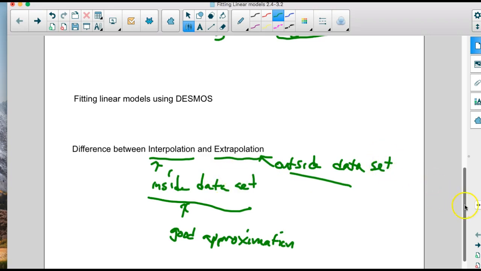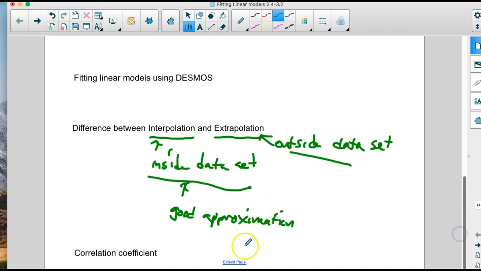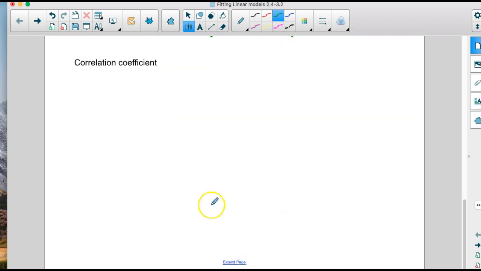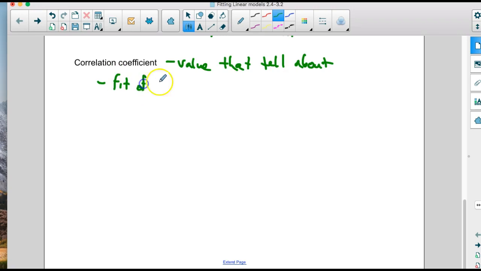All right. The last thing in this section is the correlation coefficient. Now, the correlation coefficient is a value that tells about the fit of the line to the data. So it's a number value. It's between -1 and +1.